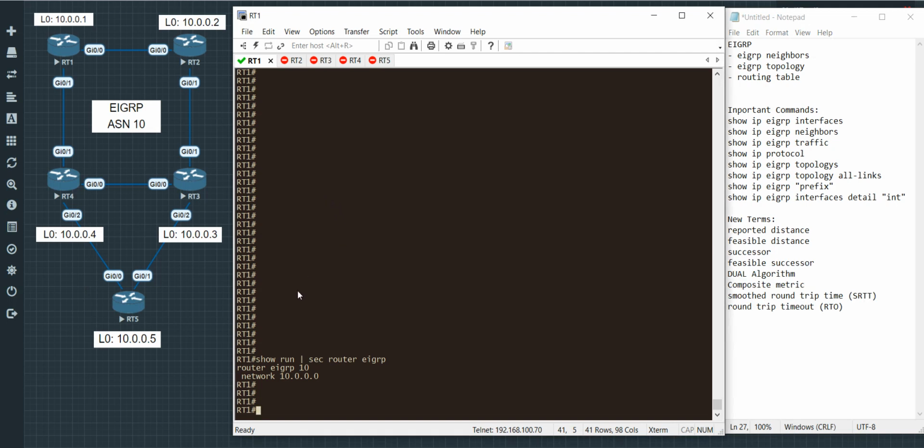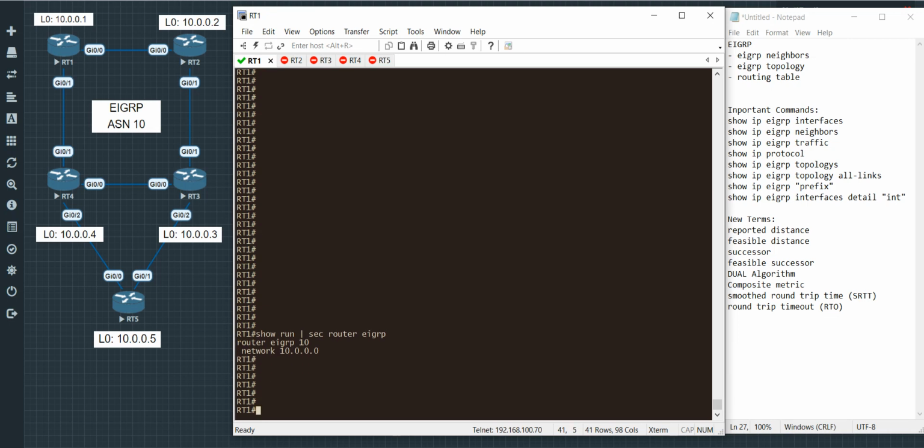The only commands that I've configured so far to enable EIGRP are these 2 commands: router eigrp 10 for process 10, and the network command with 10.0.0.0/8. And this is so that we can enable EIGRP on all of our interfaces. These are the 2 commands that I have configured on each one of my routers. So you can see here, that's all we have configured.